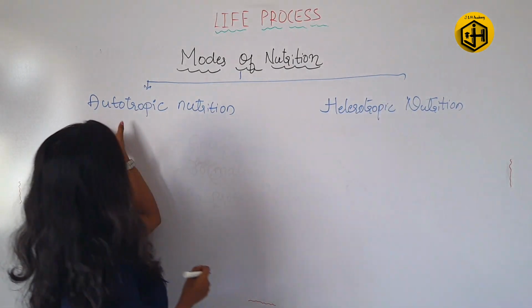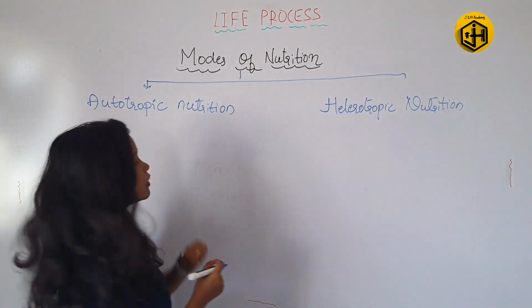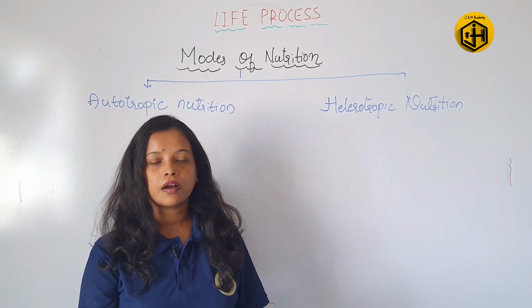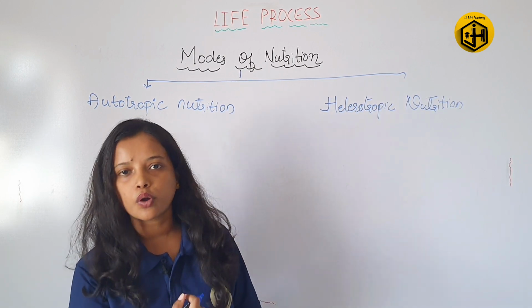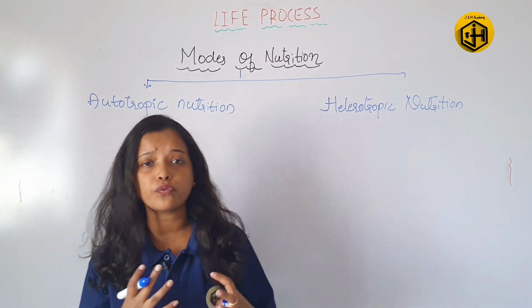So what is autotrophic nutrition? As the name suggests, auto means self, trophic means nourishment. Autotroph, self, it is a mode of nutrition where organisms prepare their own food.